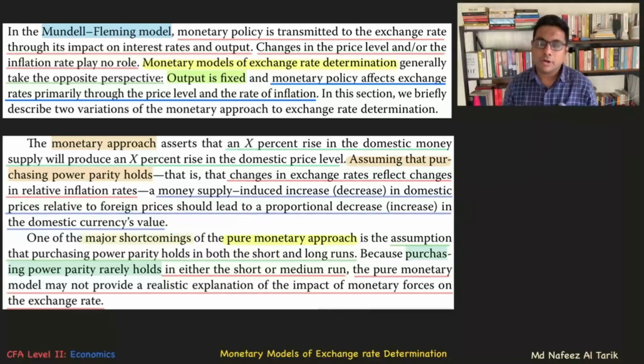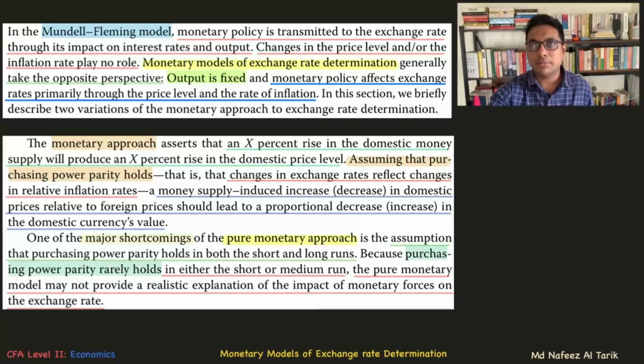CFA Level 2 Economics, the chapter Currency Exchange Rates, Understanding Equilibrium Value. So far we have just covered the Mundell-Fleming model. The Mundell-Fleming model has some limitations, and we'll be focusing on the monetary models of exchange rate determination in this segment. So what happened in the Mundell-Fleming model?